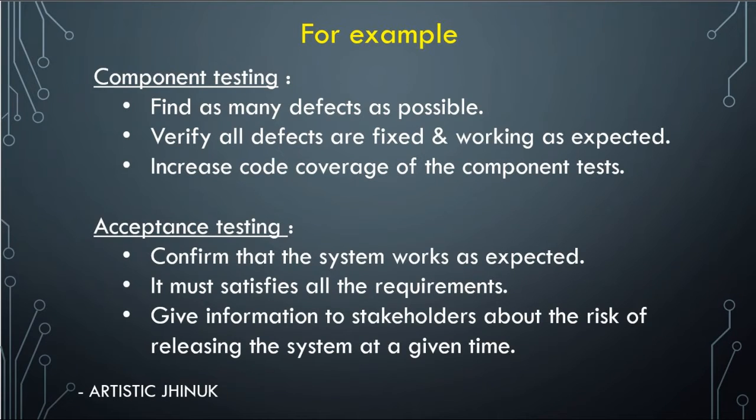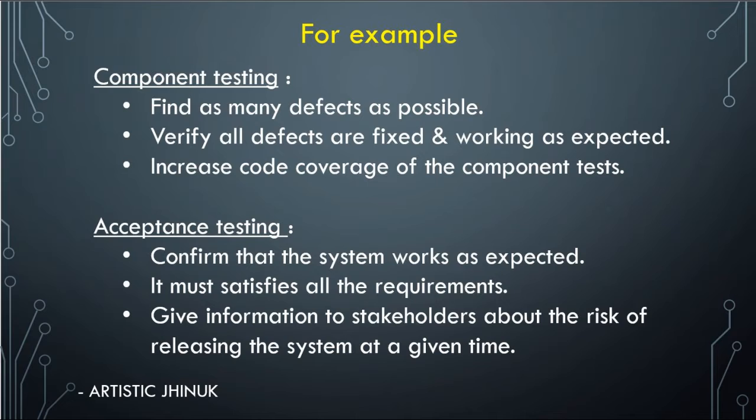Component testing and acceptance testing. Both are types of testing but are performed at different test levels. In component testing, the main objectives are to find as many defects as possible in the system, so that all of them can be fixed and removed before releasing it to the customer. Also, one of the objectives of component testing is to increase the code coverage of the component test.